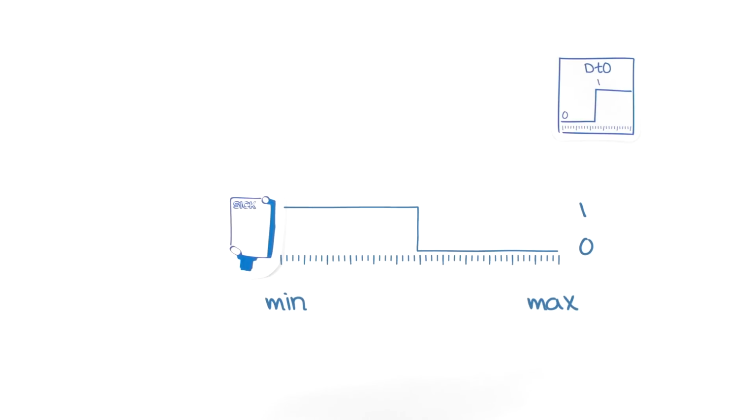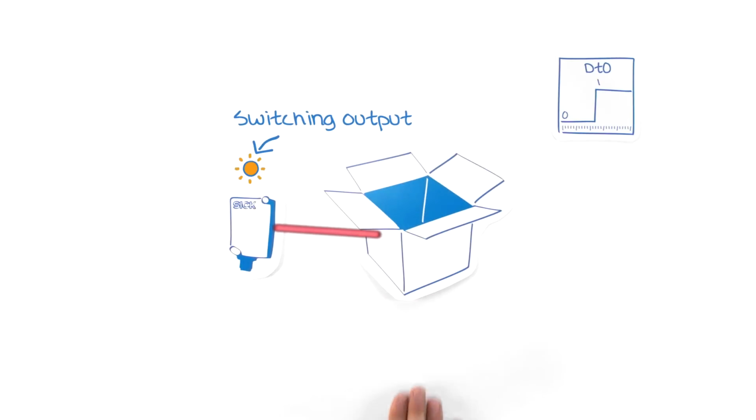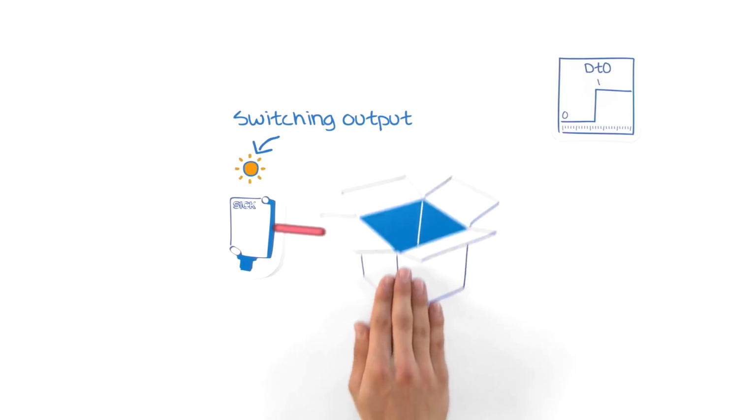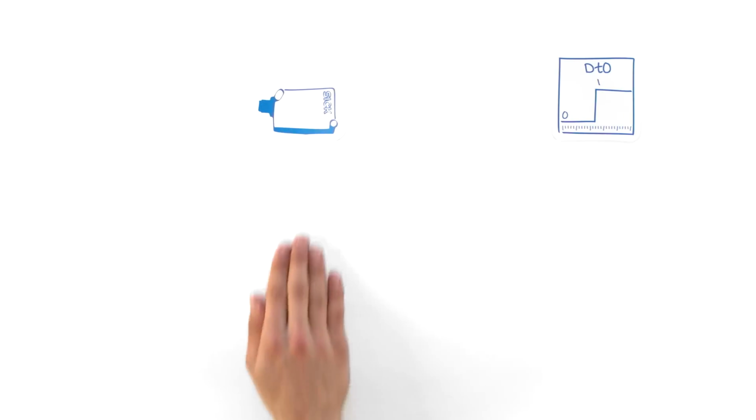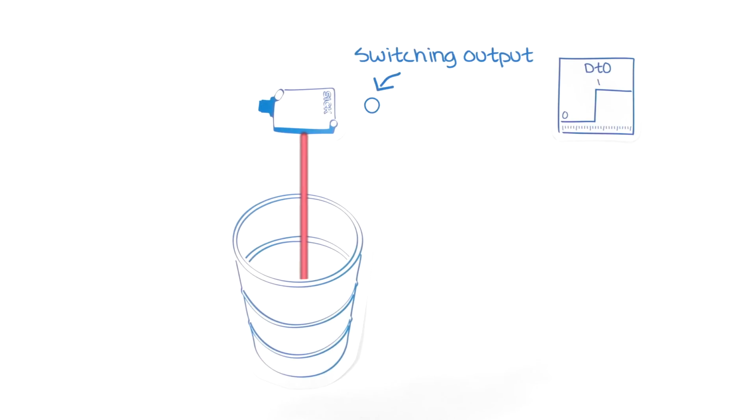In DTO mode, one switching threshold is taught in. As soon as the signal exceeds or drops below this threshold, the output changes its status. The DTO switching mode is used on the one hand for the simple detection of objects, but it is also used when approaching an end position or to shut down a filling process.